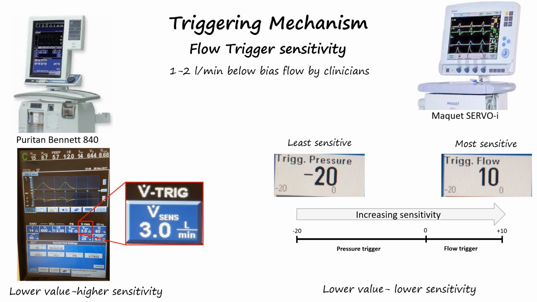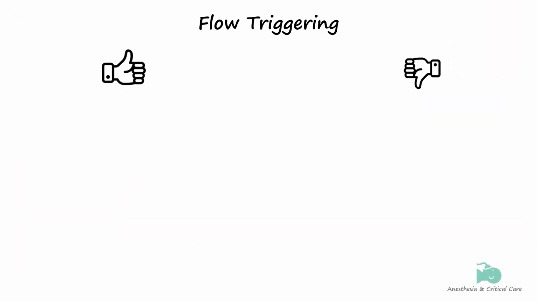A setting of 0 is the least sensitive and requires a 100% flow deflection, while a setting of 10 is the most sensitive and requires only about 1% of the bias flow. Flow trigger is the most used triggering method for a lot of reasons. It is quite sensitive, that is, little patient effort is required to trigger a mechanical breath, and therefore the patient's work of breathing is not wasted on triggering the ventilation.